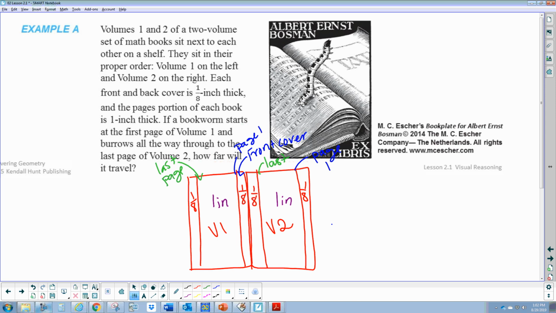Okay, so now with my diagram being labeled, I can visualize where the bookworm actually travels. So he starts here at the first page of the first book and chews all the way to the last page of the second book. So actually, he only goes through the front binding of the first book and the back binding of the second book. So he only travels 2/8 or 1/4 of an inch.